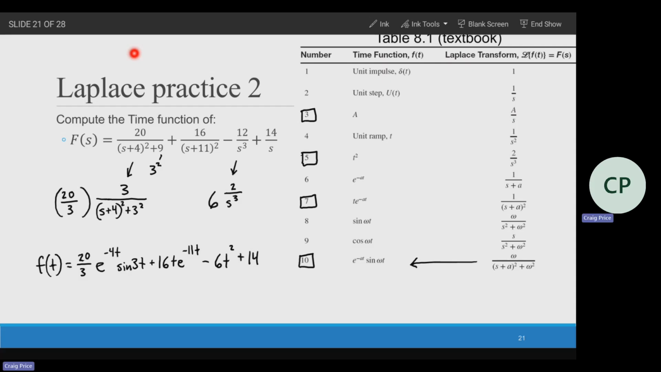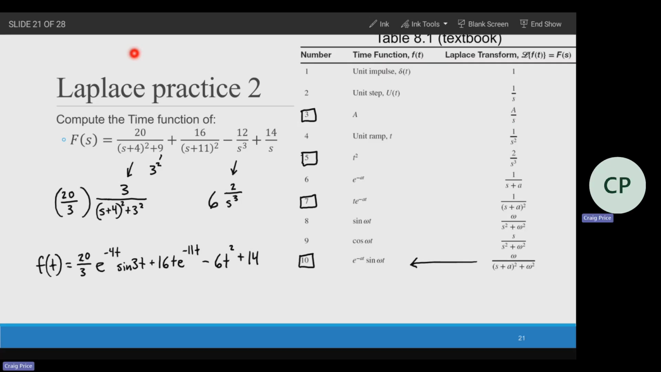But again, the goal is, you can imagine this is my output equation. So based on the inputs, based on the initial conditions, this is the output function of my system. It's mechanical, electrical, whatever.